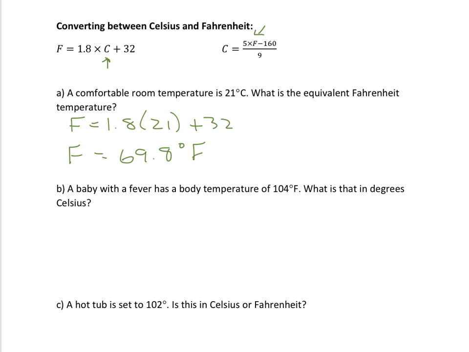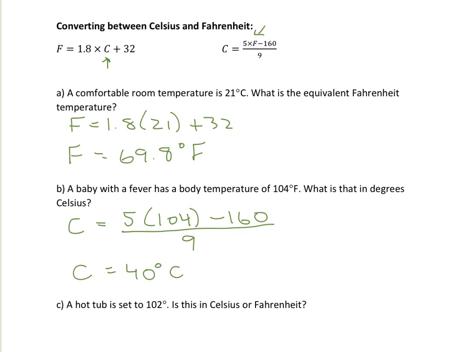In the next question, we have a baby with a fever and a body temperature of 104 degrees Fahrenheit. What is that in degrees Celsius? So let's use our Celsius formula. C equals 5 times 104 minus 160 all over 9. And we'll get that that is 40 degrees Celsius.